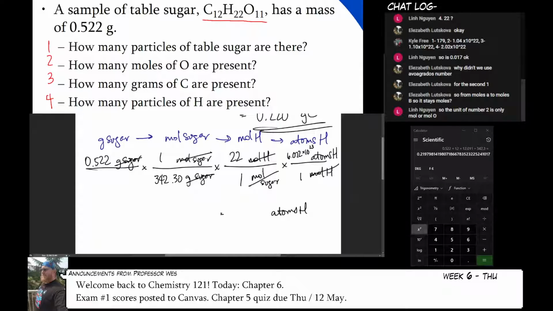And so that would be 0.522 times 22 times Avogadro's number divided by 342.30. And that's way too big, so let's do this. 2.02 times 10 to the 22 is what I got for that.